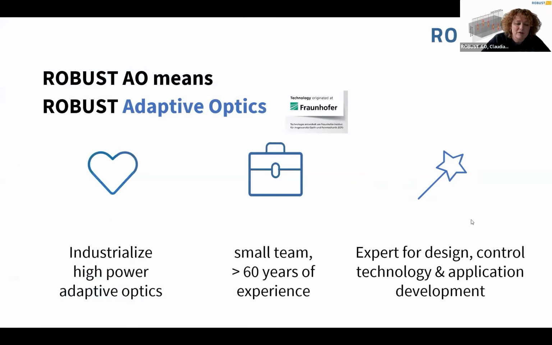We have a small team now, 8 people, but we are very experienced in the fields of designing deformable mirrors and controlling them very fast, and also in the application development. And last but not least, the company RobustAO is a spin-off of Fraunhofer here in Jena.